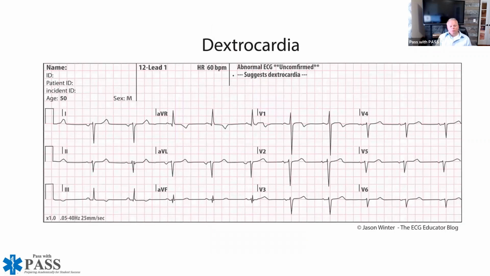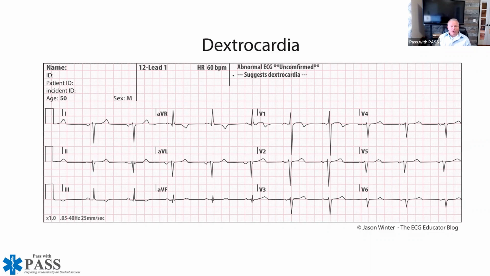So if I look in lead 1, remember lead 1, lead 2, and lead 3 under normal conditions should be a positive finding. But what I have here in Dextrocardia is a negative in lead 1, a negative in lead 2, and a positive in lead 3. The other thing that I want to point out here is this. Remember that AVR should always be heading in a negative deflection. And if it's not, it tells us that something is wrong.